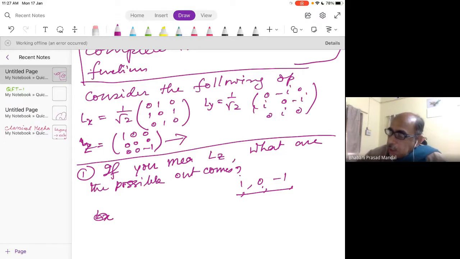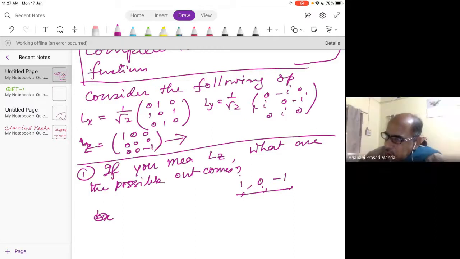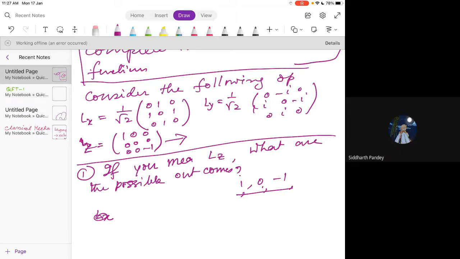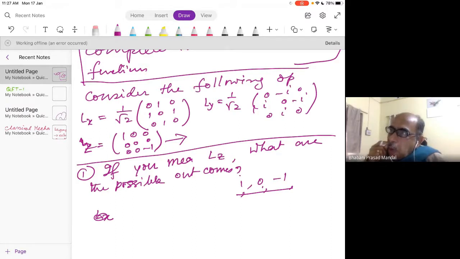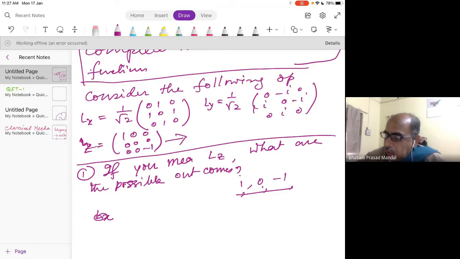Siddharth, what are the eigenvectors of this operator? Sir, i, j, and k. Huh? i, j, and k? Where do i and j come from? You have to find it. Sorry, we have to find a wave function for this. How? I said eigenvector. Any operator you want to measure, you have to find its eigenvalues and eigenvectors. So what are the eigenvectors?